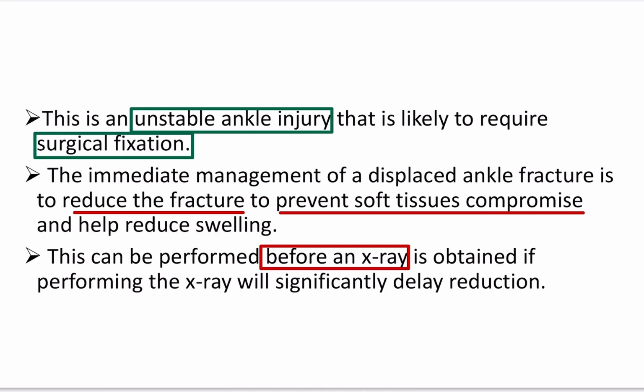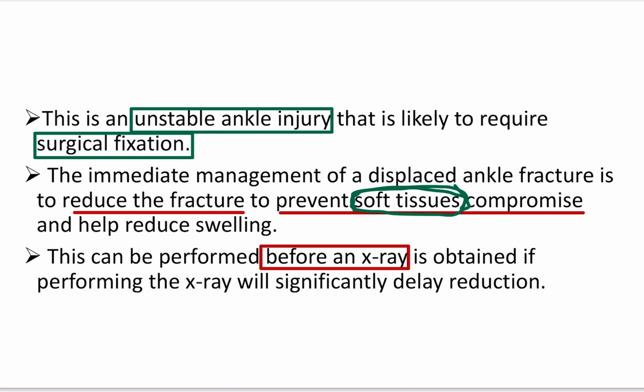Here the immediate management of a displaced ankle fracture is to reduce the fracture and prevent soft tissue compromise. So immediately we should reduce the fracture and apply a plaster, which is not a full plaster. We should give a half plaster, a half circle plaster. Why should we give a plaster? Because if we leave an unstable joint for longer, there is compromise and damage of the soft tissue such as muscle, ligament, blood vessel, and nerve tissue.